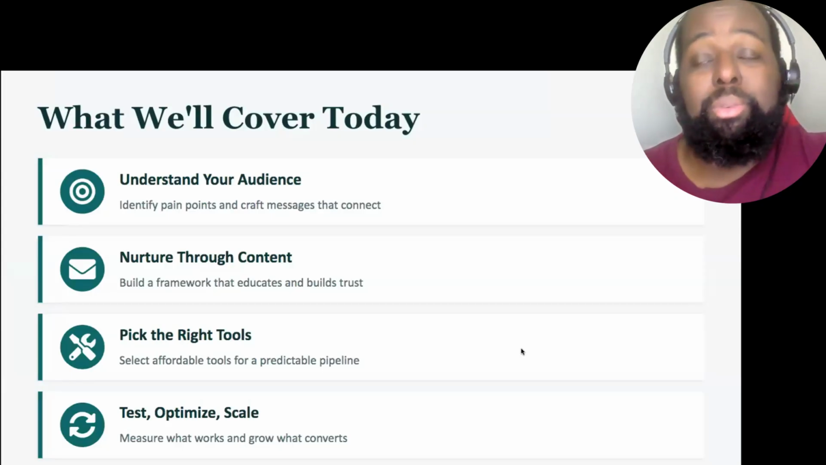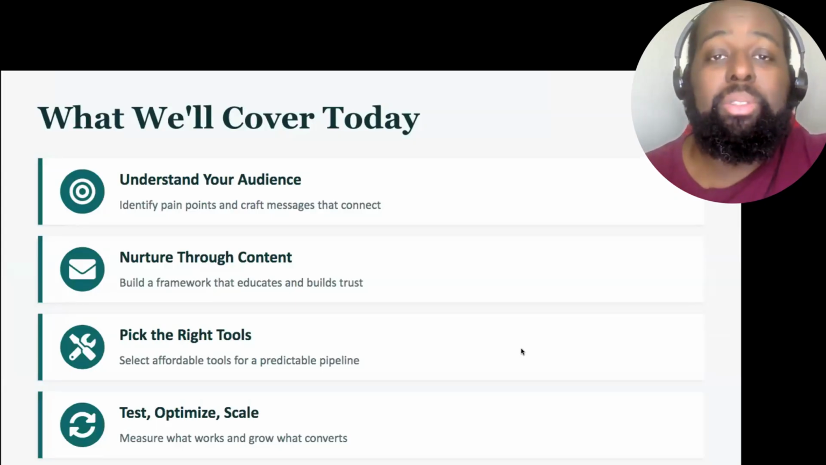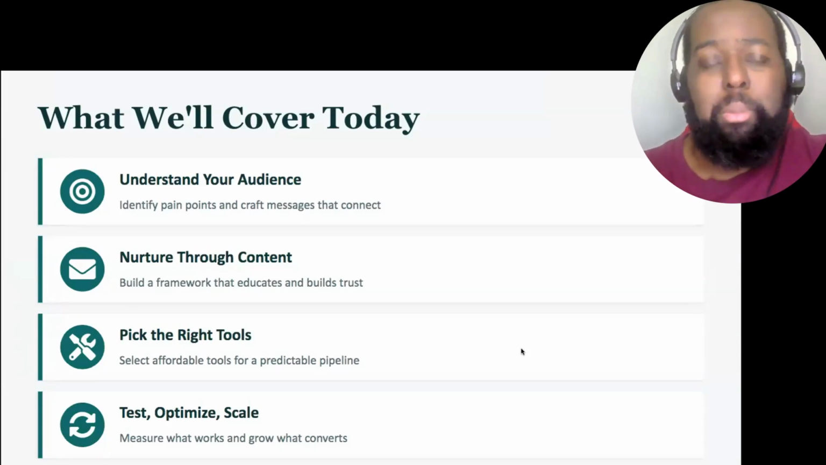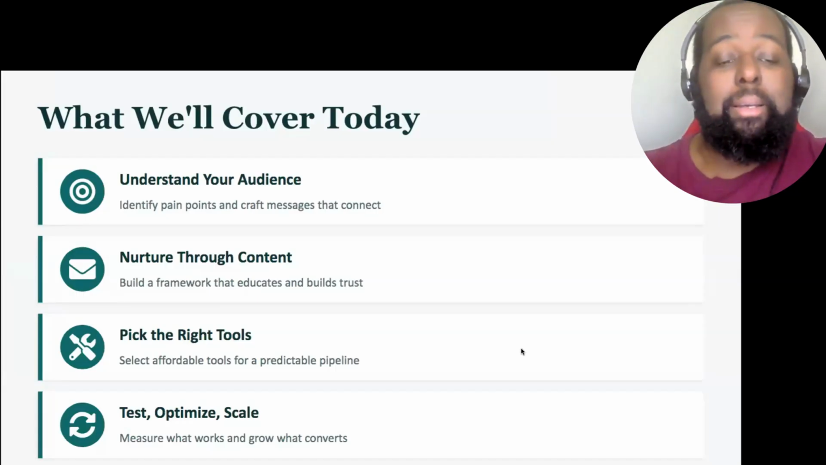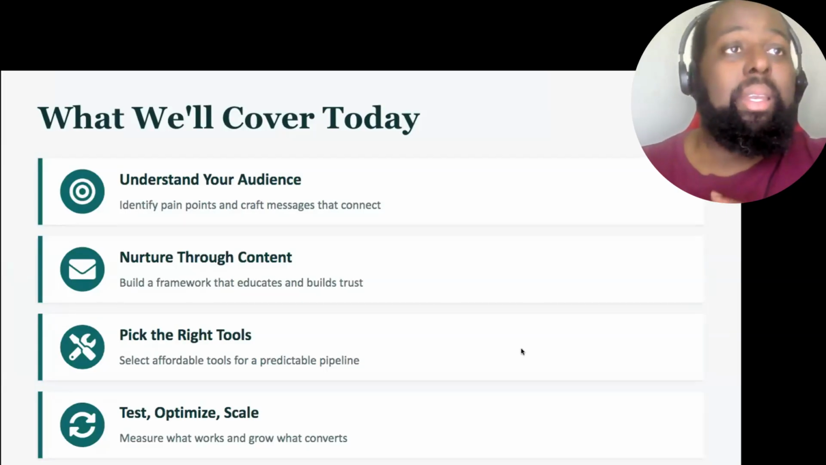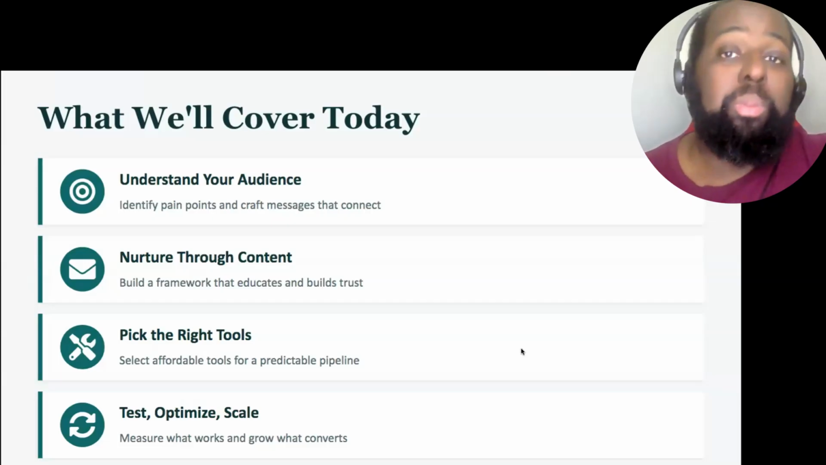Next is nurturing them through content. This is going to look in many different ways, but being able to provide them information or other means to be not entertained, but engaged throughout the time they choose to interact with your organization. Next is pick the right tool, choosing the tools that will help support you.